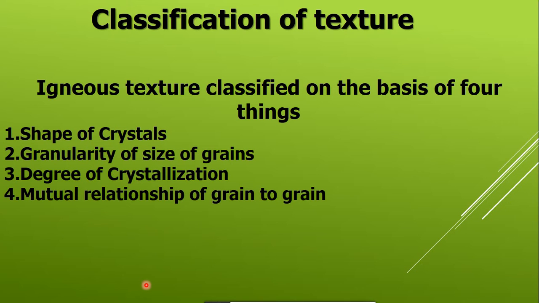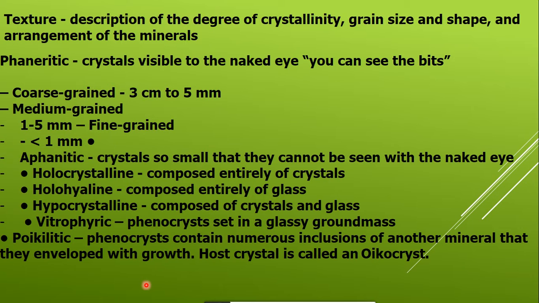Classification of texture. Texture can be classified on the basis of four things. First is the shape of the crystal, second is the granularity or size of grains, third is the degree of crystallization, and fourth is the mutual relationship of grain to grain. The definition of texture: the description of the degree of crystallinity, grain size and shape, and arrangement of the minerals is called the texture.